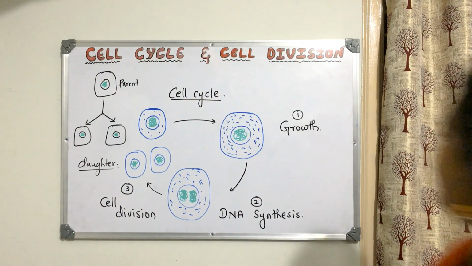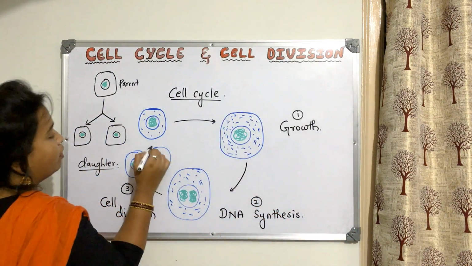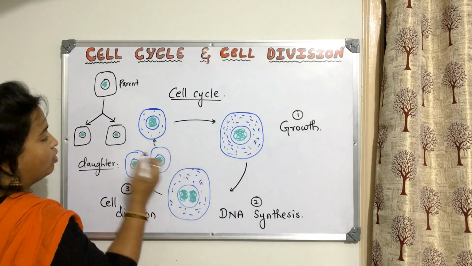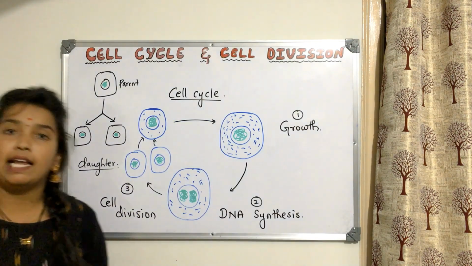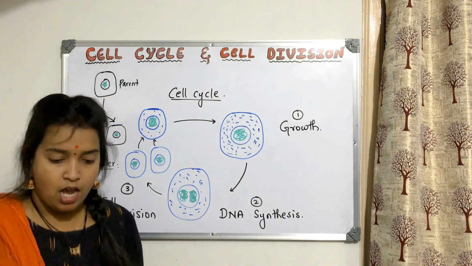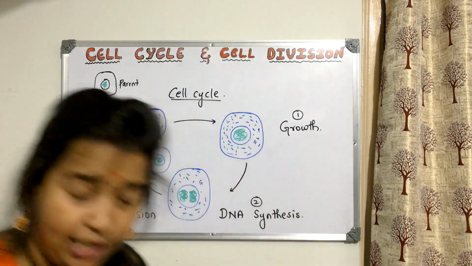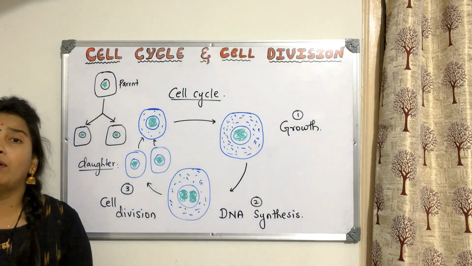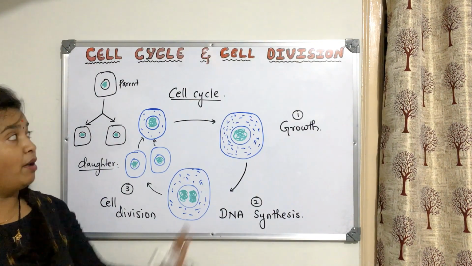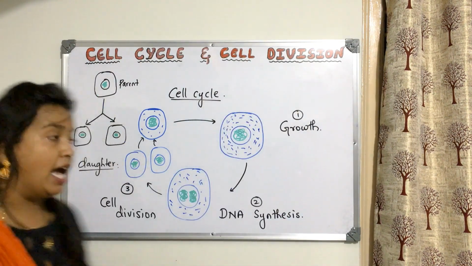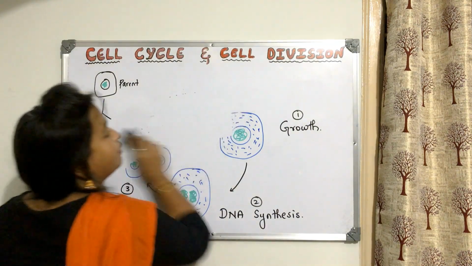So what we can say is that this can continue, this can again continue like this, or even this can continue like this. That is why we call it a cyclic process. Clear? Now, that's what I told you. I'm not going to talk about the cell cycle in detail now. First I want you to understand cell division, and that also we will do in brief.